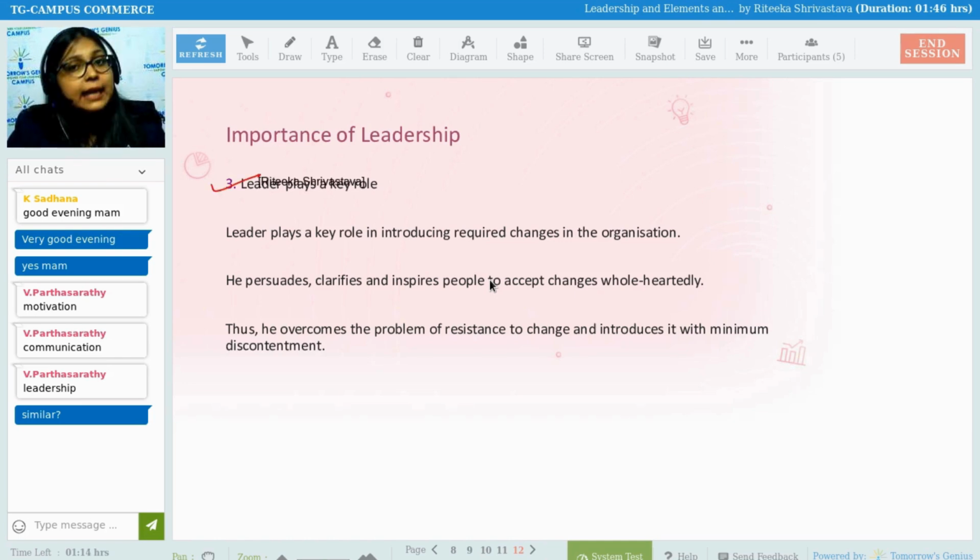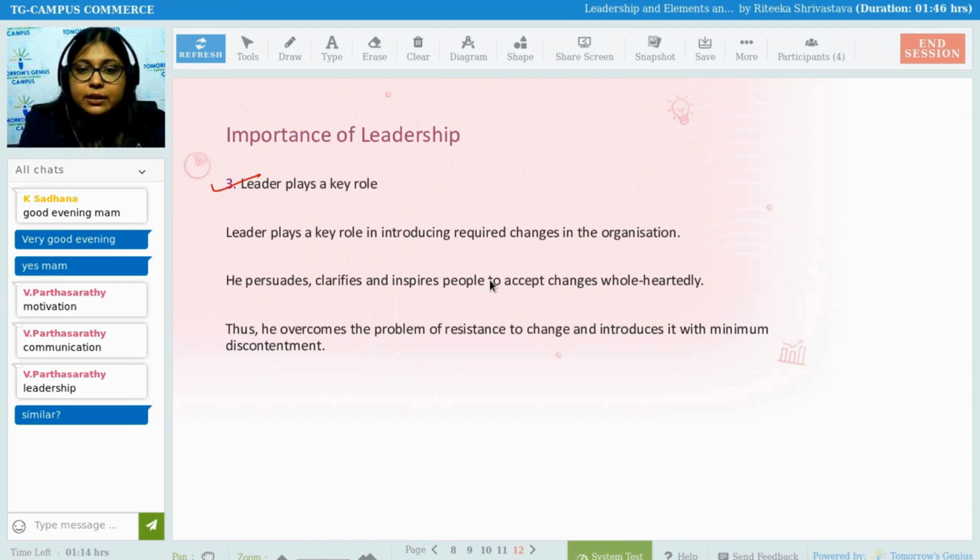Third importance is that the leader plays a key role. In any organization, a manager is extremely important, and he plays a very important role in the entire organization, and thus he is said to be the key person of the company, the key person of the organization. How important is a key for locks? Otherwise you cannot unlock the door. That is how the key is important for us. That is why we relate our managers also to a key. That means he is a very important person in the organization.